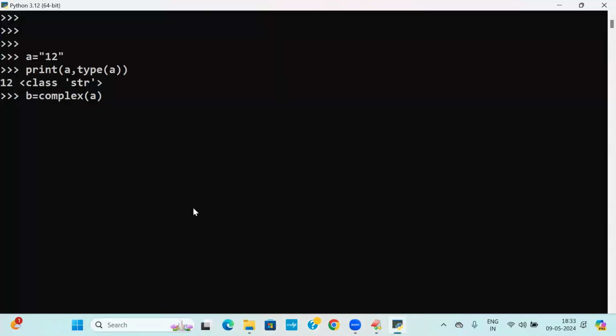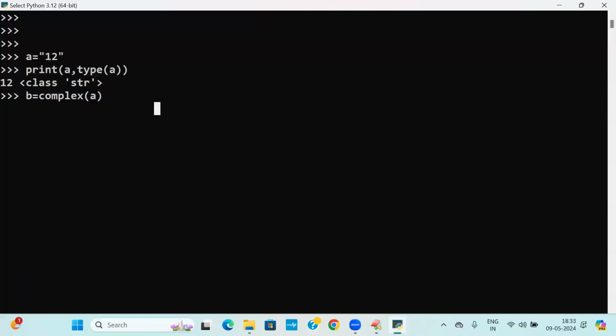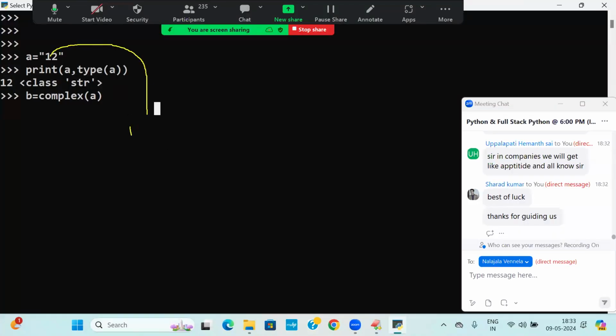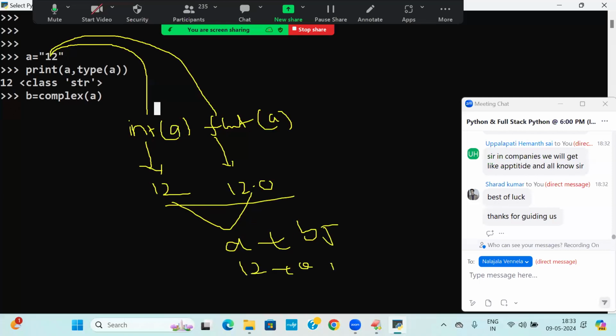Okay. Coming to STR into complex. Now I'm going to enter further. Tell me, is this possible or not possible? Possible. Why, sir? How is it possible? If you apply your small knowledge, int of A was converted to 12, right? And this was also passed to float, float of A. It was taken as 12.0. And both of them can be treated as A plus Bj, 12 plus 0j. This is the way you can get it. Are you following me? Today, I can pass to complex. Happily, it will convert.